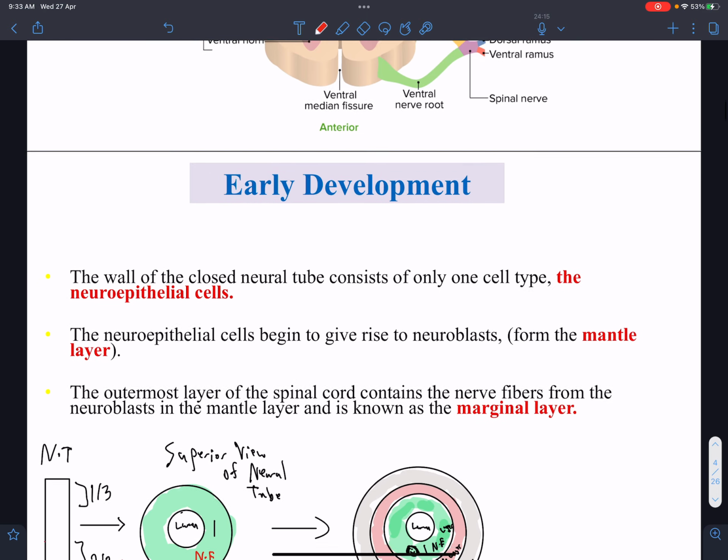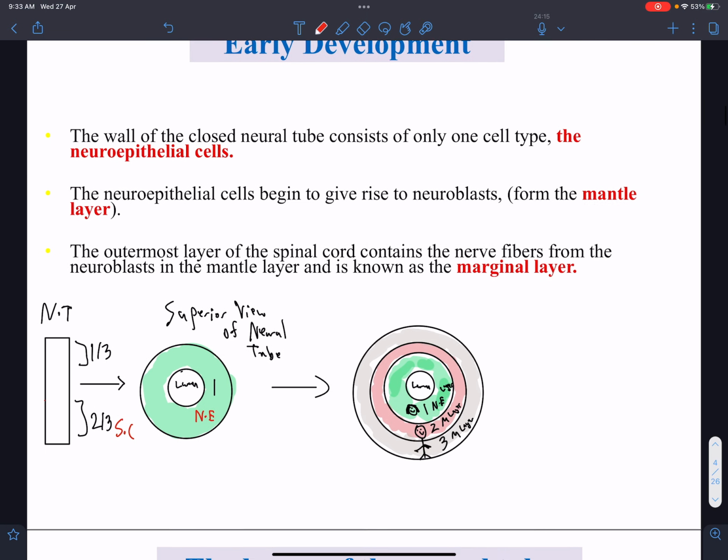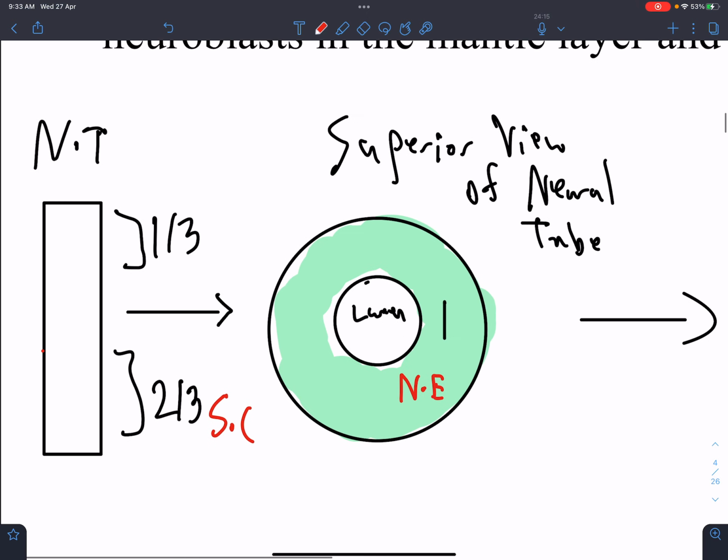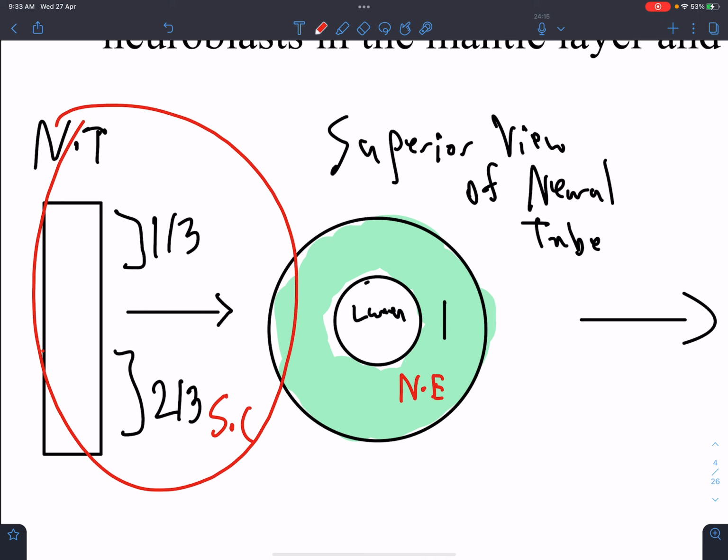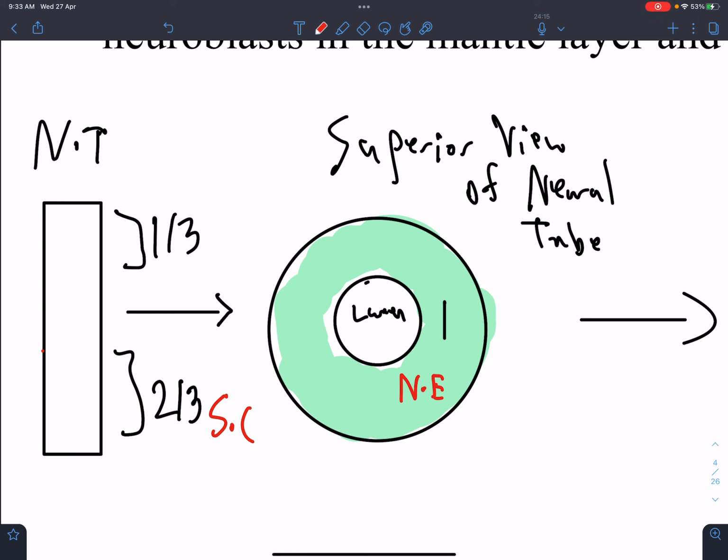Okay, so let's start with the early development of the spinal cord. So let's translate this stuff real quick. So we know that the spinal cord is developed from where? From the neural tube. All right, we're going to start from here, from the neural tube. One third of it, as you know, gives you the brain, and 2/3 of it is going to give you the spinal cord. So we're going to focus on the spinal cord.